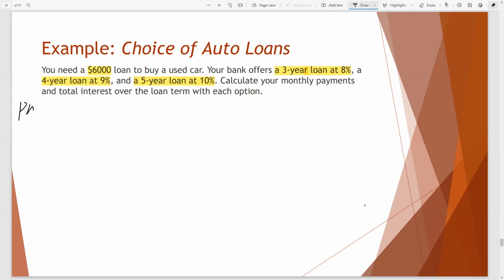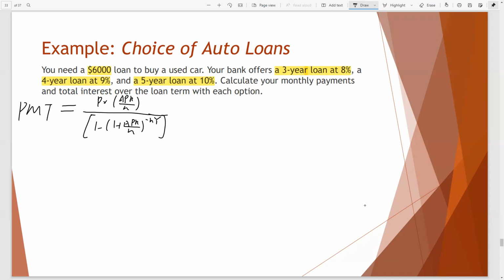So the payment: we have the formula, principal times APR over N, divided by 1 minus 1 plus APR over N raised to the negative N times Y. That's the formula. We have three options.